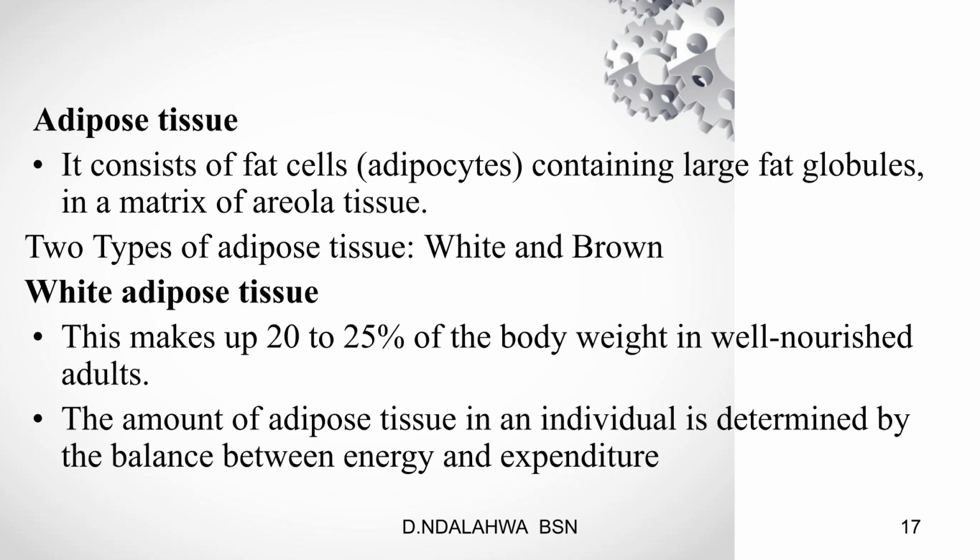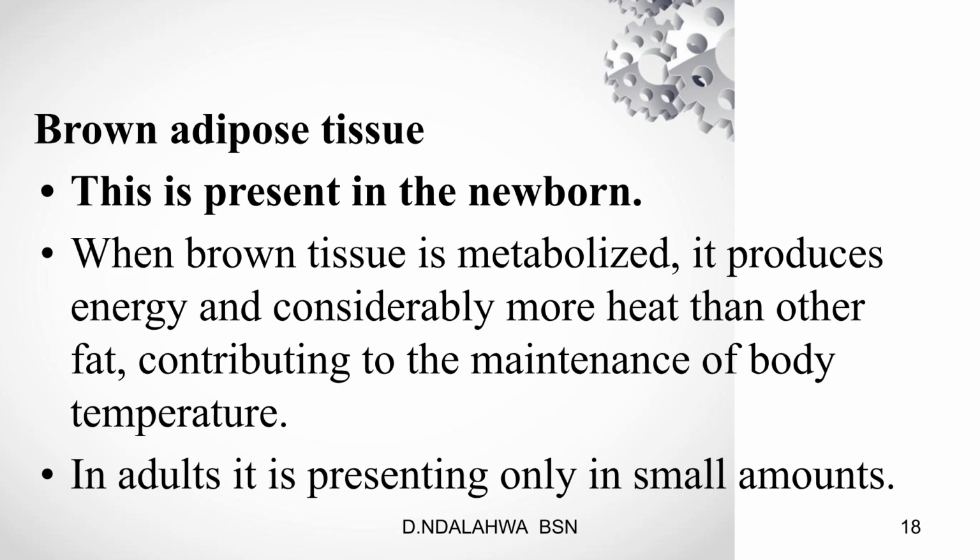White adipose tissue, which makes up 20 to 25% of body weight in well-nourished adults, is one type. The amount is determined by the balance between energy intake and expenditure. Brown adipose tissue is present in newborns. When metabolized, it produces energy and significantly more heat than other fat, helping to maintain body temperature. It is only present in small amounts in adults.